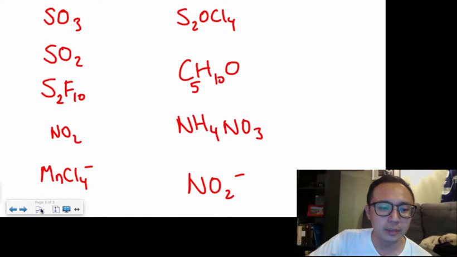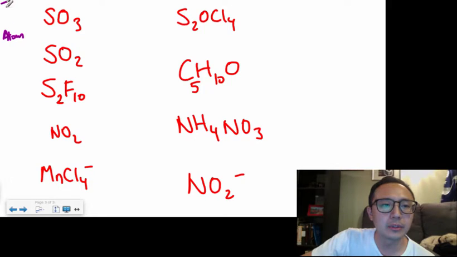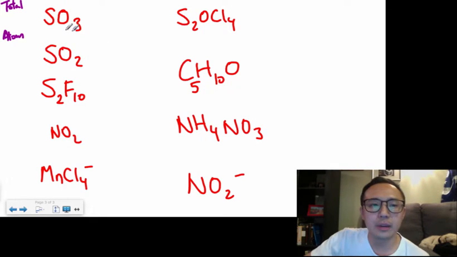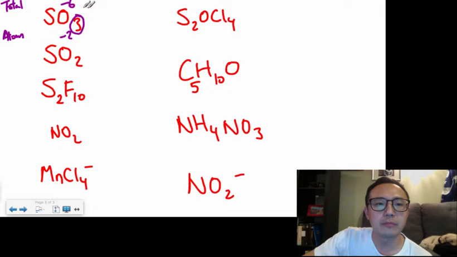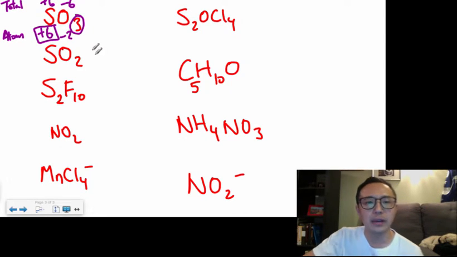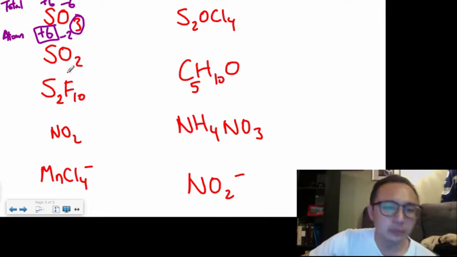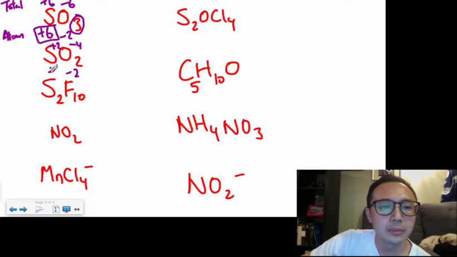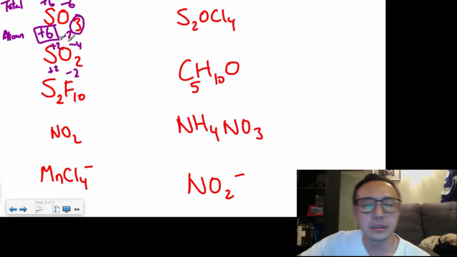So to start off with my SO3, let me just write this. This is for my atom, and this is for the total. For this one, you want to start off with oxygen as a -2 because I have 3 of them. That gives me a total of -6. And this is a neutral one, so I'm going to balance it out with a +6, giving me +6 for each individual sulfur atom. The next one is SO2. So start here again, -4, -4, +2, and +2. You probably notice that some of these should have a charge, but for this one, we're not going to look at that.